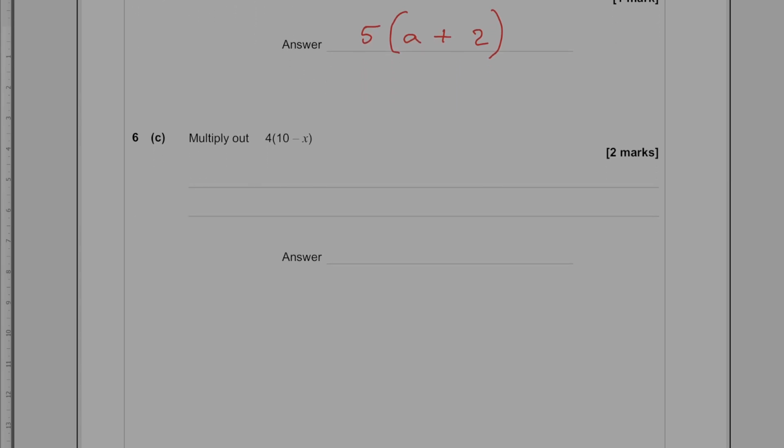And part C, multiply out. So I'm going to go 4 times 10 is 40, and I'm going to go 4 times minus x is going to give me minus 4x.